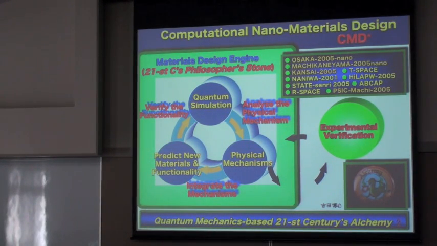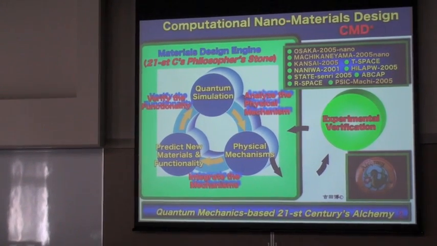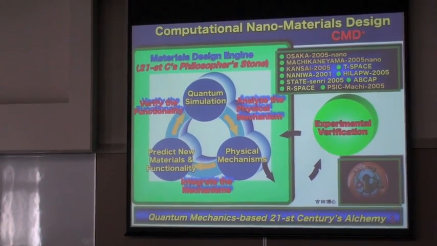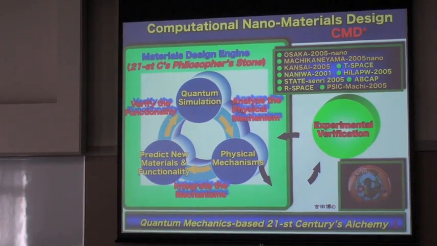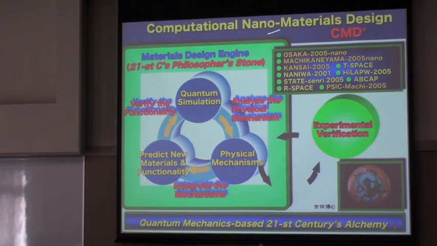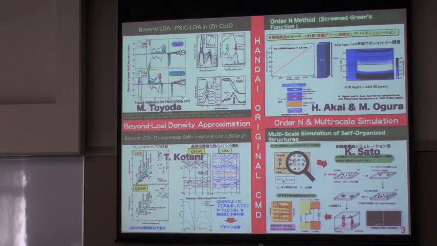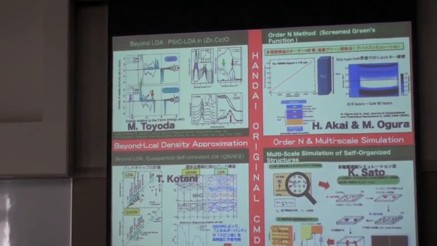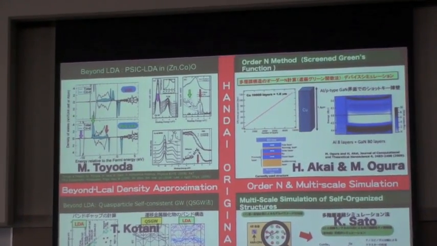Then using quantum simulation, you can verify the functionality, and combine it with experimental verification. We can design and also realize a lot of new materials. This is what we call computational nanomaterial design. But in most cases, people use the local density approximation. This does not work sometimes. Sometimes it's a disaster. So we developed self-interaction corrected LDA. This works very well. Today I will discuss a little bit about cobalt-doped zinc oxide.